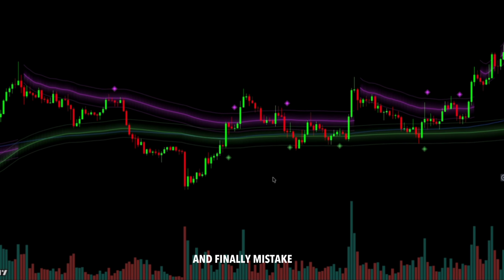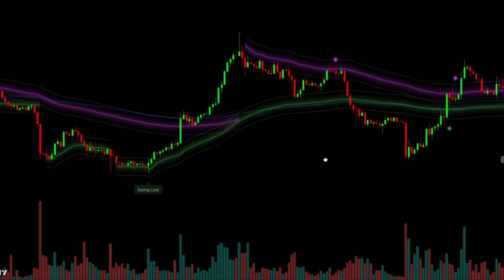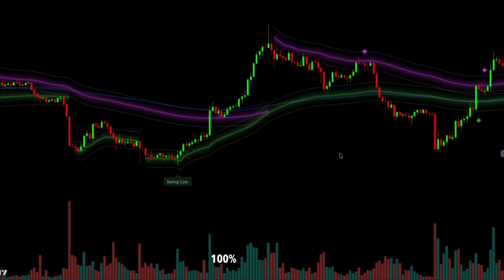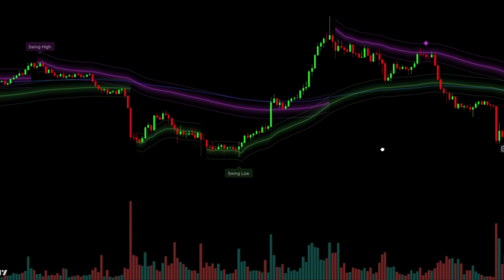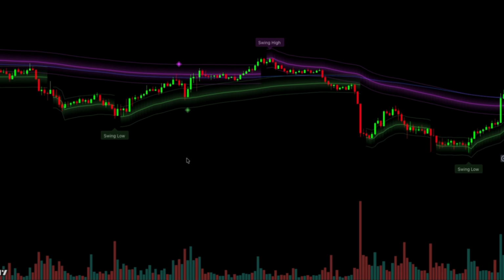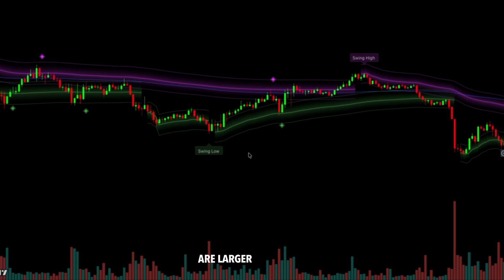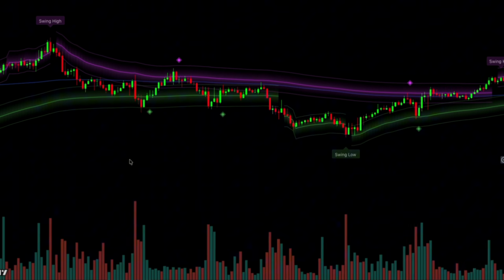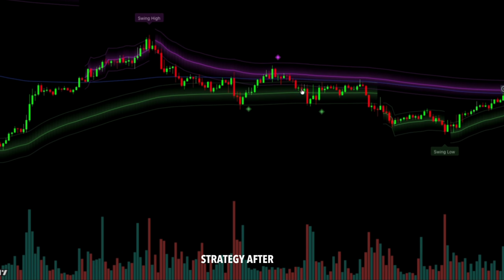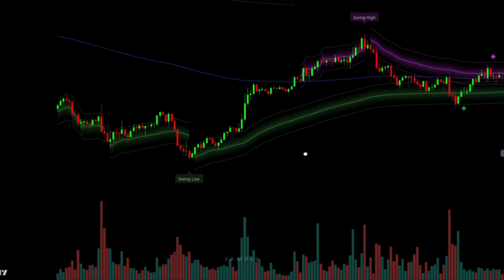And finally, mistake number 7. Expecting perfection. No indicator is right 100% of the time. Not this one, not any other. You will have losing trades. That is part of trading. What matters is that your winning trades are larger than your losing trades, and that you maintain positive expectancy over a series of trades. Do not abandon the strategy after a few losses. Give it time to work over a statistically significant sample size.